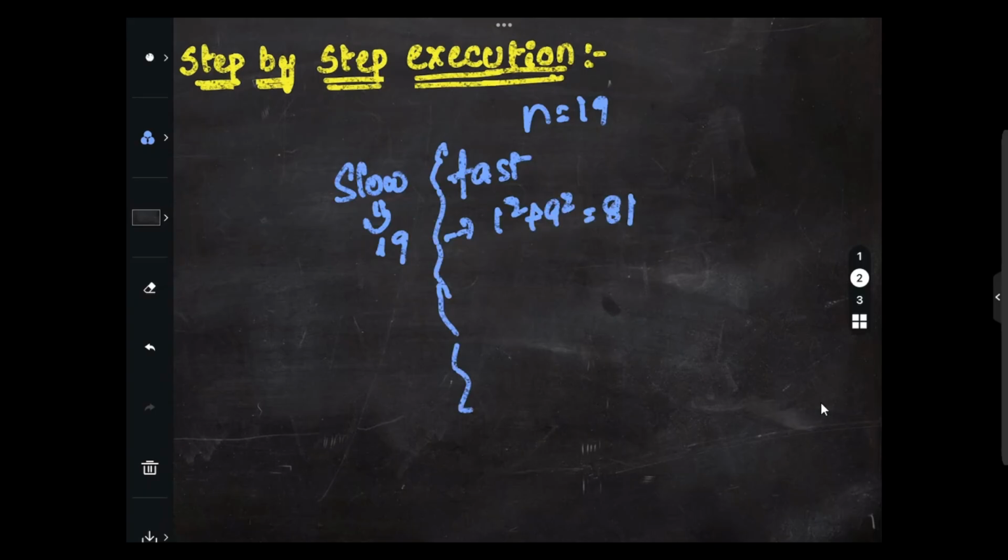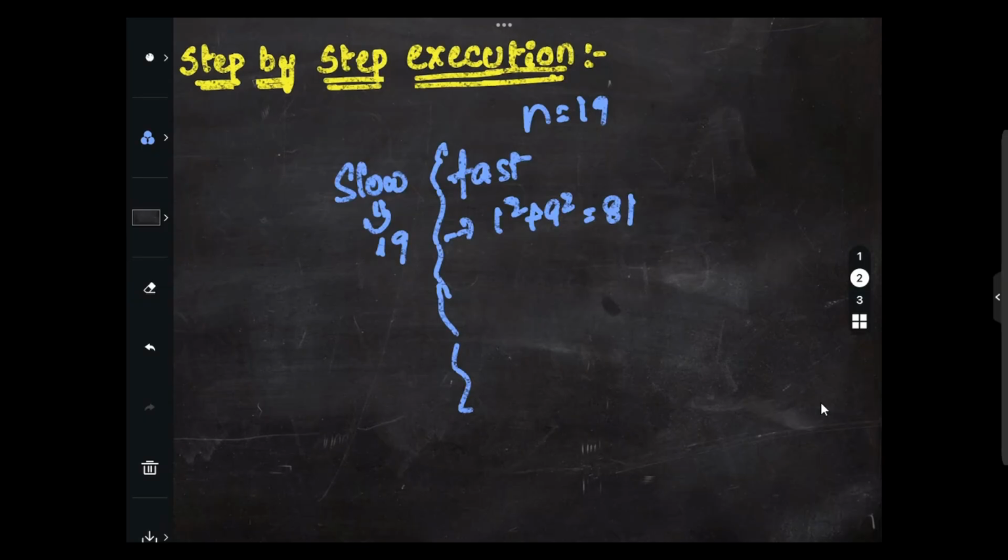We will repeat the same process: slow equals get next of slow, fast equals get next of fast. Fast moves 2 steps at a time, and slow moves only 1 step at a time. We will stop when fast equals 1, which means the number is happy. If slow equals fast, then a cycle is detected and the number is not happy. This is the approach we'll be going with.